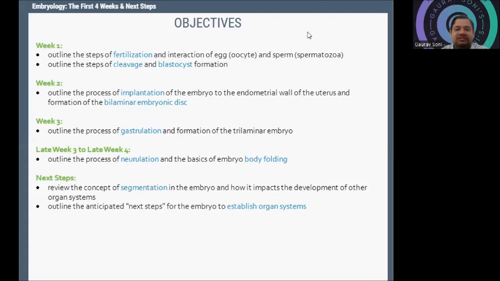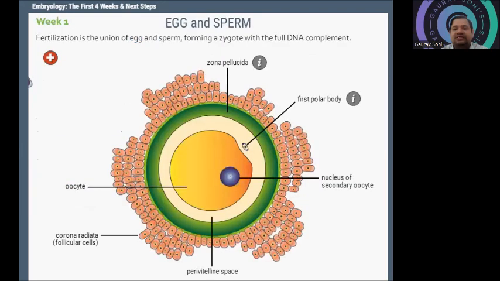or intrauterus. It has been divided into certain steps like fertilization, cleavage, blastocyst formation, implantation, bilaminar embryo disc formation, gastrulation, neurulation, body folding, and further the segmentations. So it is a very big process, but we are going to study it in parts, week wise: what is going to happen in the first week, second week, likewise. So we are going to start from week 1, and the first process we have is the fertilization.